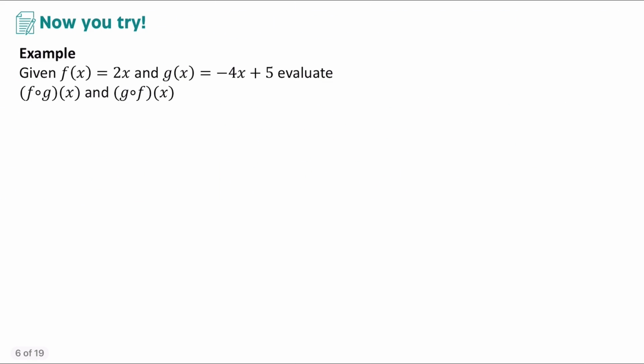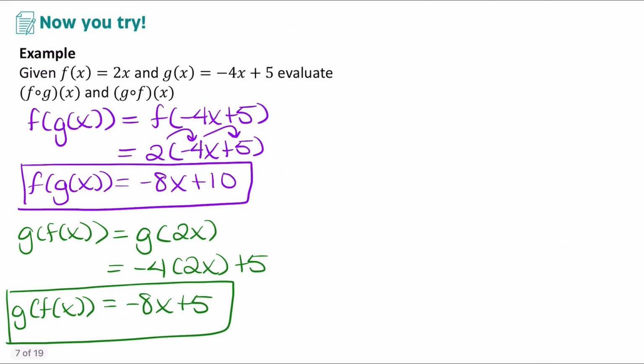So now you can go ahead and pause the video and try this example on your own. We're going to start off by finding f of g of x. That means that we take negative 4x plus 5 and plug it into f. When we do that, that gives us 2 times negative 4x plus 5, which will simplify to negative 8x plus 10. For g of f of x, we're going to take 2x and plug it into g. That gives us negative 4 times 2x plus 5, which gives us negative 8x plus 5.